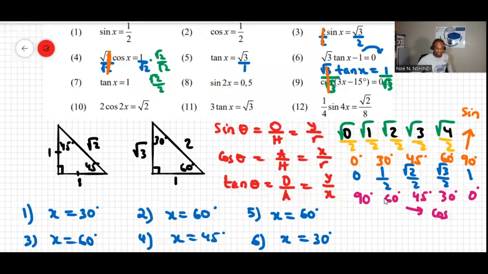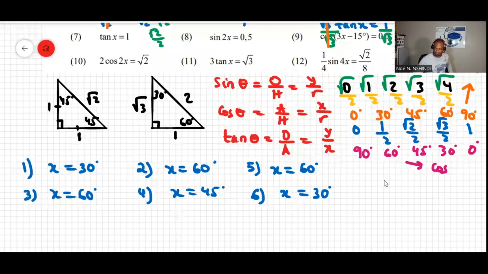Now let's do question 7. 10x equals 1. Here, there's no way I can get 1 because it's going to be 1 over root 3 or root 3 over 1. But over here, I can get 1. And obviously, I can see it's 45 degrees because the angles will always be the same here.